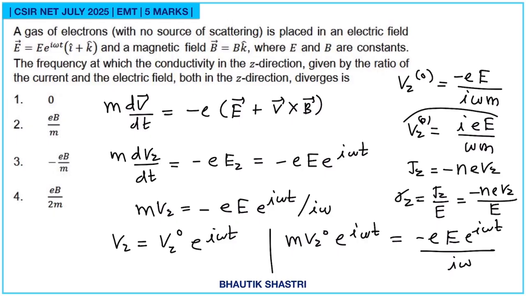But this is the expression for vz. So if we substitute this, then we will get sigma z is equal to minus Ne square i upon omega m. That means it will diverge when omega tends to 0, when omega is equal to 0. So option 1 is correct. So these were all the questions from electromagnetic theory part from NET July 2025 paper.